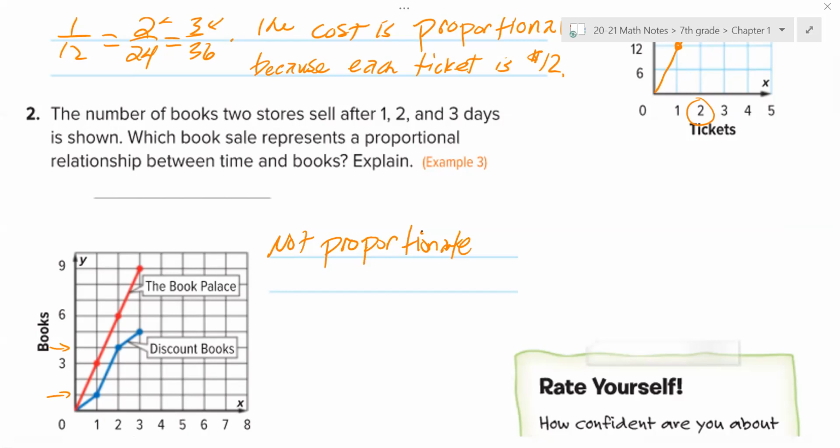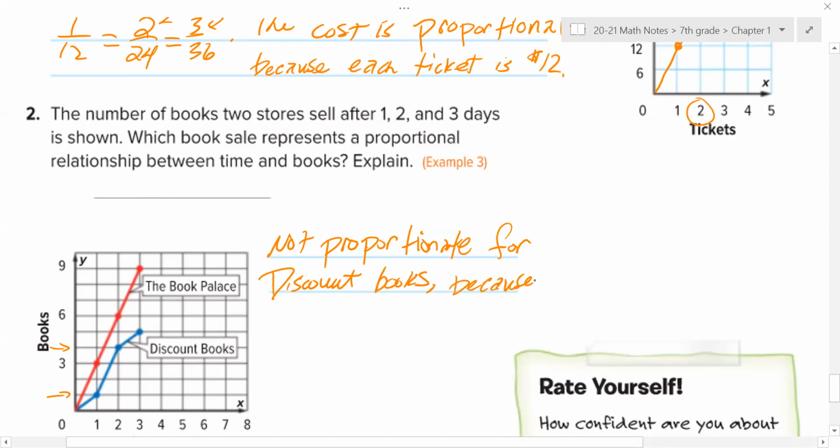Wait, let me see here. For discount books, it's not proportionate because it's not a straight line. It's not proportionate because it's not a straight line. Book Palace is proportionate.